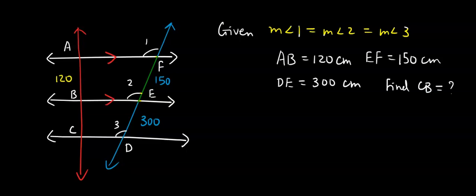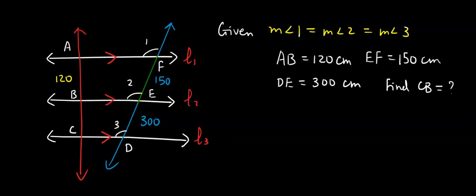Now, let's continue. Angle 2 and angle 3 also have the same angle measure. 2 lines cut by a transversal, corresponding angles congruent. That means these 2 lines are parallel. Now we can verbally prove all 3 lines, L1, L2, L3, are parallel lines. All right.